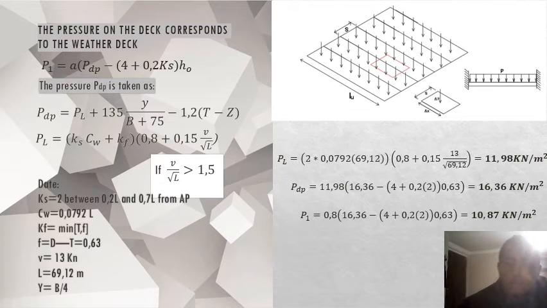Applying the DNB rules, we first identify that the deck pressure for weather decks reached a value of 10.87 kilonewtons per meter squared.